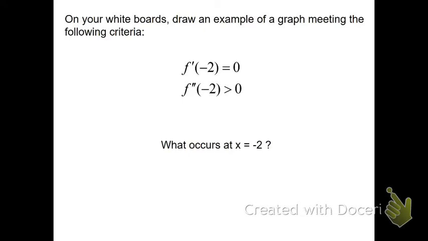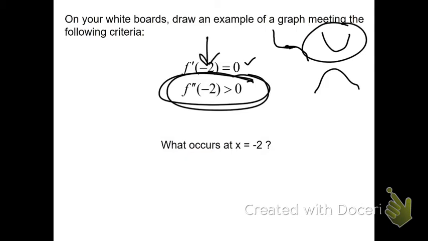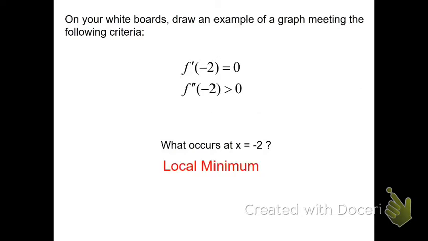Here's another one. For this one, first derivative is 0, so you know it's a max, min, or flattens out. But the second derivative is positive. First derivative 0 means either it flattens out like that, or it's this or this. Those are your choices. Well, second derivative positive guarantees it's got to be concave up. So what's happening right there at that negative 2? You have to have a minimum. So that's the second derivative test.